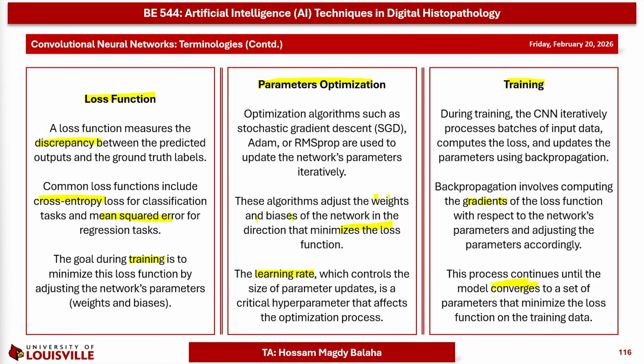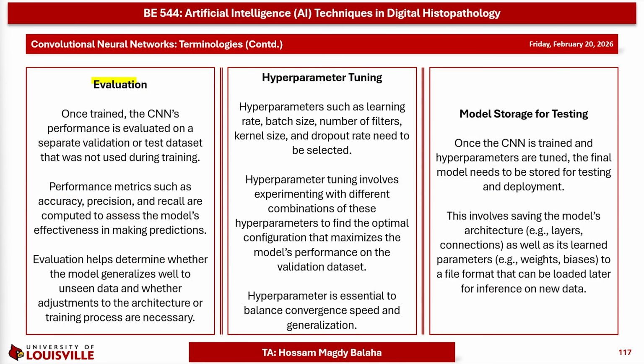Those multiple iterations are called epochs. So 50 epochs means we are applying forward and backward propagation 50 times. And after training the model and tuning it, we apply evaluation. Evaluation here determines whether the model generalizes well on unseen data or not.